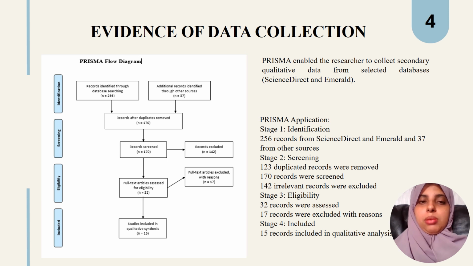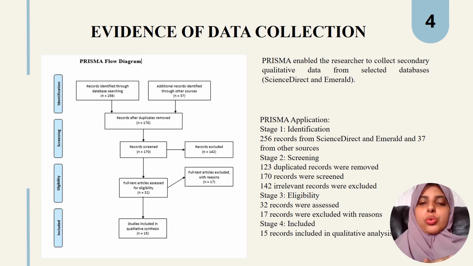Now I am talking about my fourth slide, which is evidence of data collection. In it: identification, screening, eligibility, included. PRISMA enables the researcher to collect secondary qualitative data from selected databases, Science Direct and Emerald. PRISMA application, stage 1, identification: 256 records from Science Direct and Emerald, and 37 from other sources.